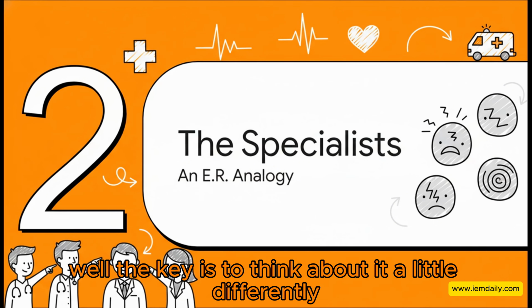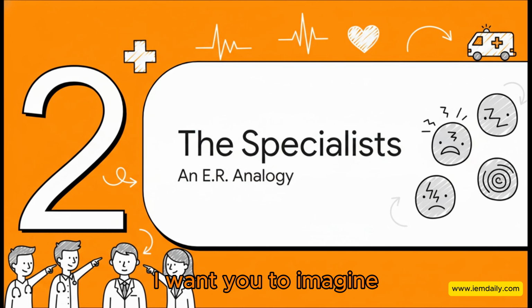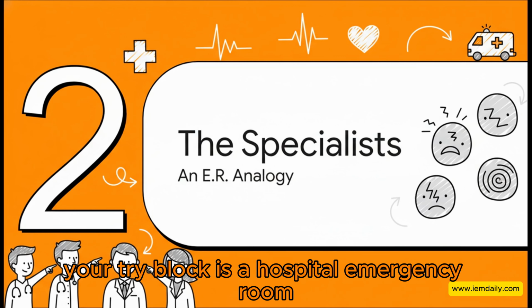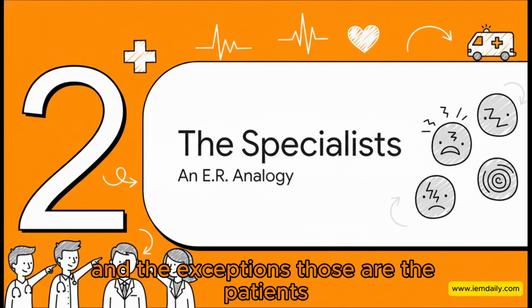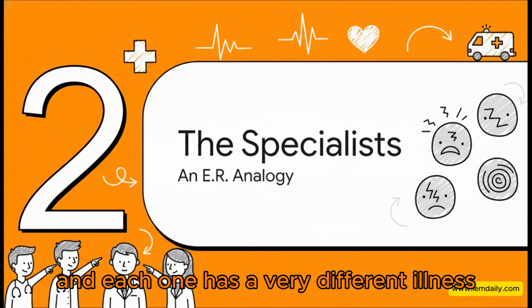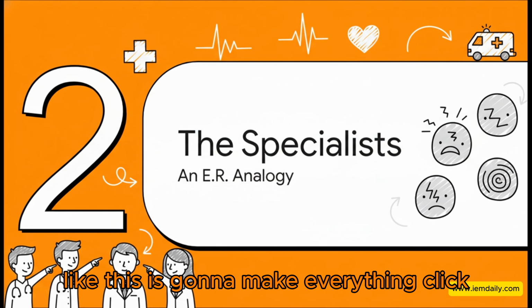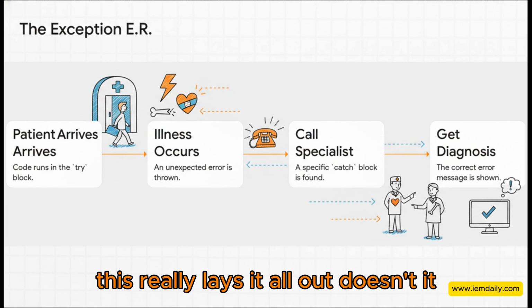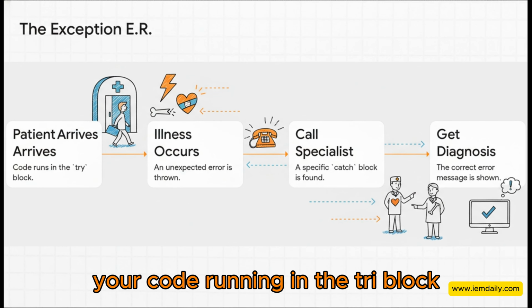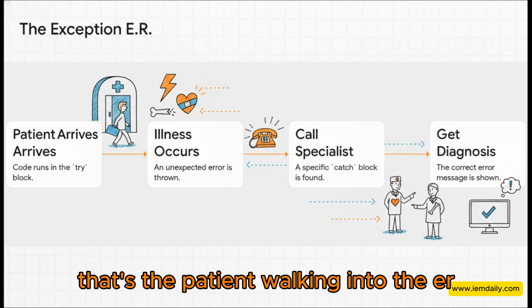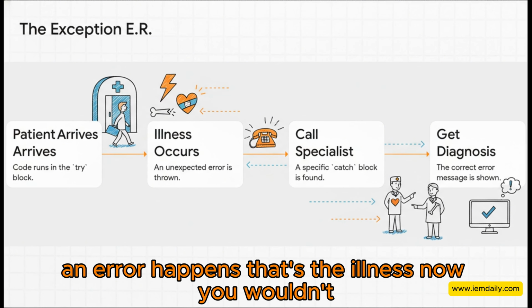Well, the key is to think about it a little differently. I want you to imagine your try block is a hospital emergency room, and the exceptions? Those are the patients, and each one has a very different illness. Just shifting your thinking like this is going to make everything click. This really lays it all out, doesn't it? Your code running in the try block? That's the patient walking into the ER. An error happens, that's the illness.